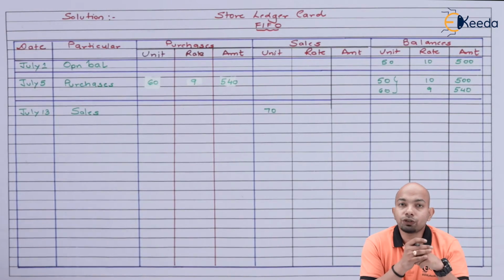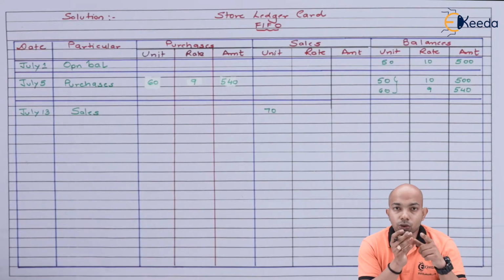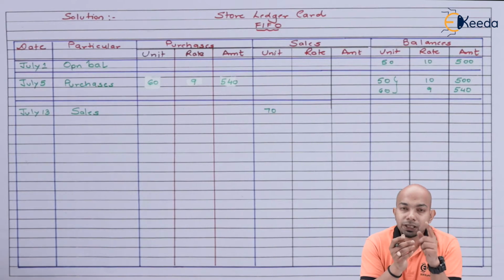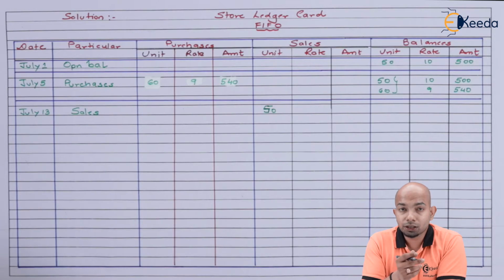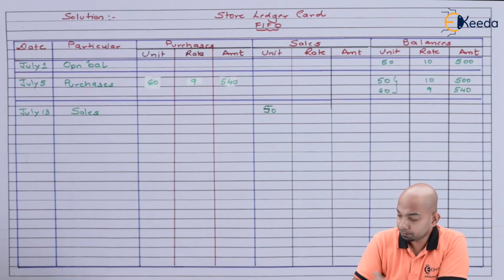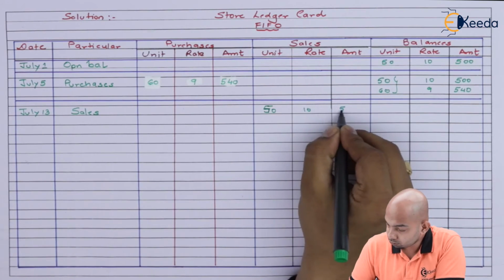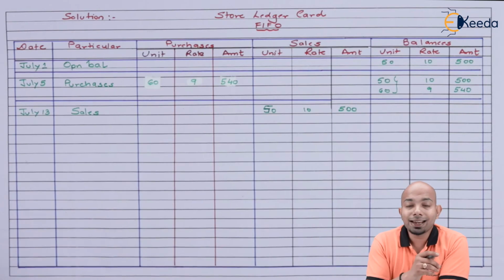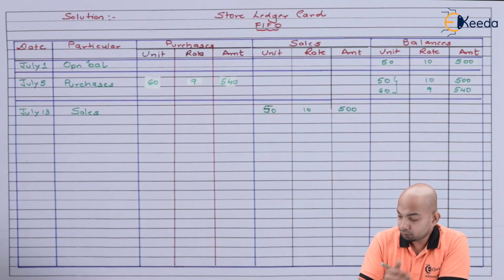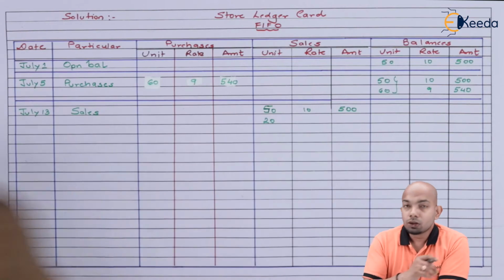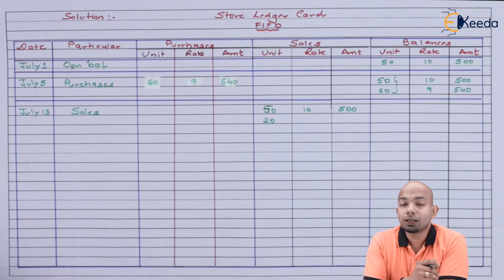And the method that you're going to follow is first in, first out. So the opening balance came in first. That means 50 will be completely used here. So 50 units will be completely used here at the specific rate that has been already mentioned. So 50 units, the rate was 10 for that specific 50. And now to complete 70, another 20 is pending. So that 20 can be taken from the next lot.